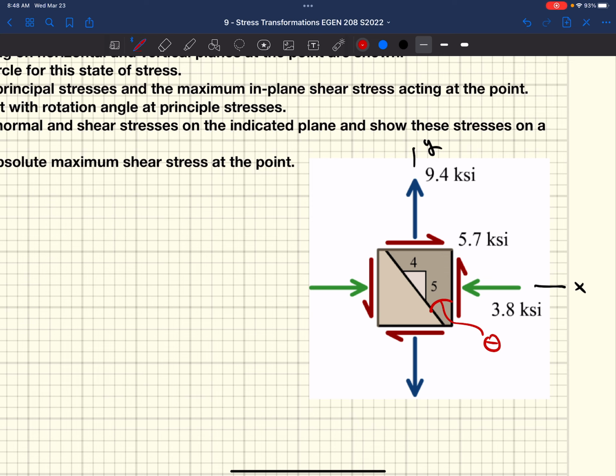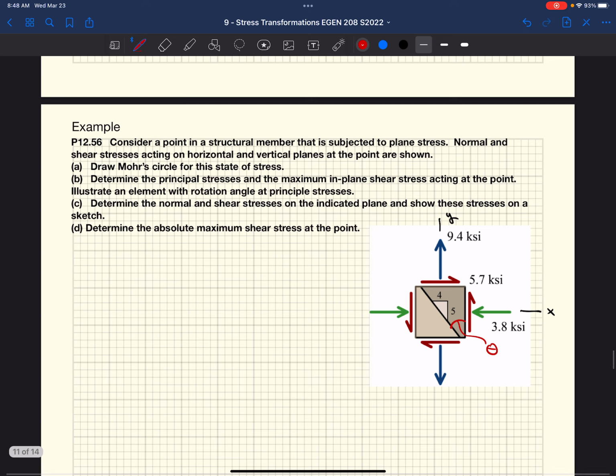In order to do that, we've got this triangle. We know the opposite and the adjacent. They gave us 4 and they gave us 5. So I can say, for part C, theta equals the inverse tangent of the opposite over the adjacent, or 38.66 degrees.